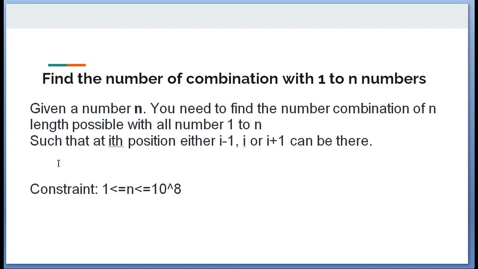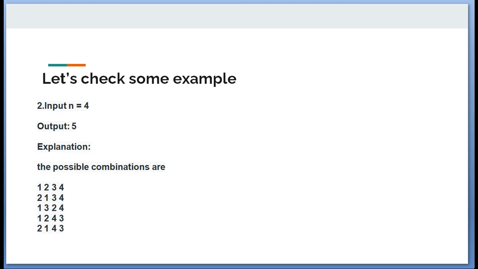So here it's saying the value of n is 1 to 10 to the power 8. That means we need to go for a linear solution. We have no other option. So let's observe the patterns.